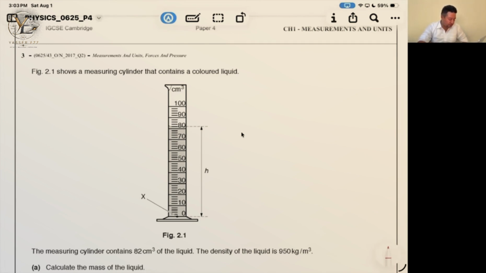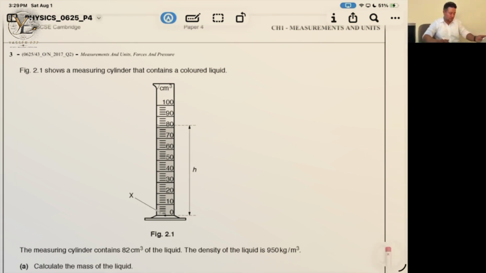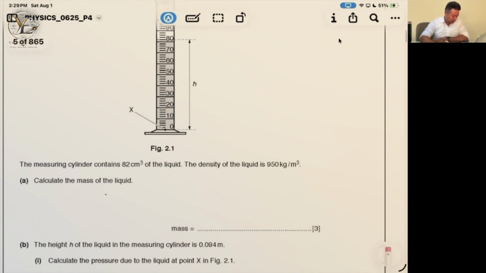With the first question we have here, figure 2.1 shows a measuring cylinder that contains a colored liquid. The measuring cylinder contains 82 centimeter cube of liquid, so the volume equals 82 centimeter cube. And the density of the liquid is 950 kilogram per cubic meter.